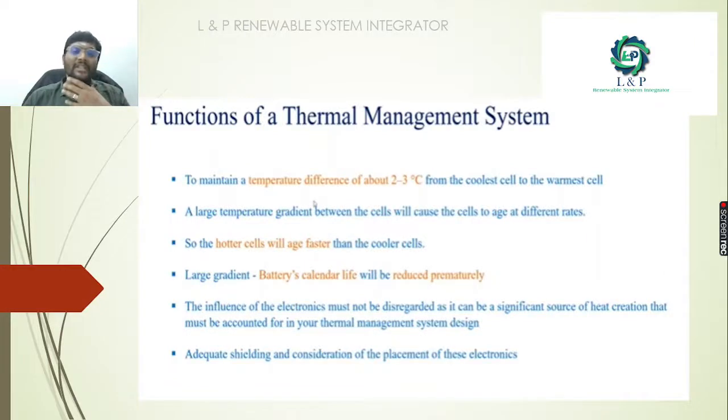And what are the functions of a thermal management system? Very simple. In order to maintain a temperature difference of about 2 to 3 degrees Celsius from the coolest cell to the warmest cell, we are using this thermal management system. When the cells are very hot, they will age faster than the cooler cells. So it means the battery calendar life will get reduced because of the highest temperatures.